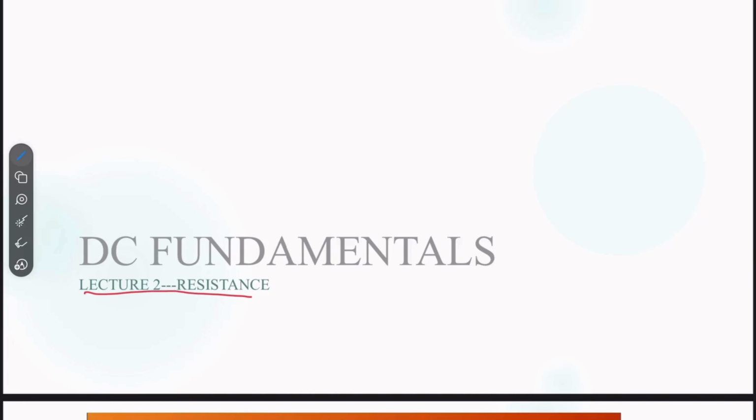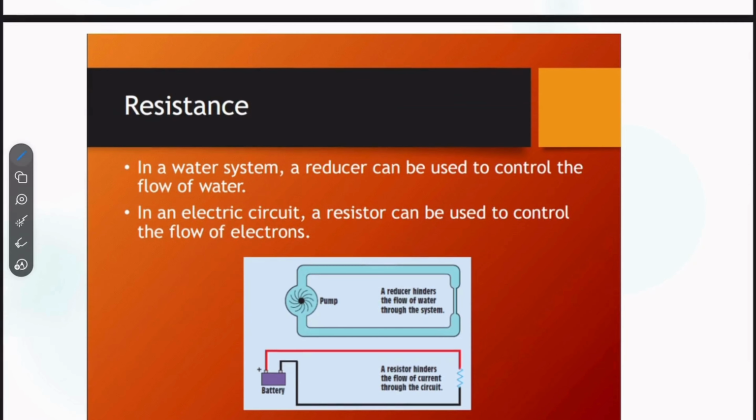Part 2 on DC fundamentals: resistance. In a water system, a reducer can be used to control the flow of water. In an electric circuit, a resistor can be used to control the flow of electrons. So this is how we use a reducer to control the water flow. In the electrical circuit, we use the resistor to control the current flow, or the electron flow.